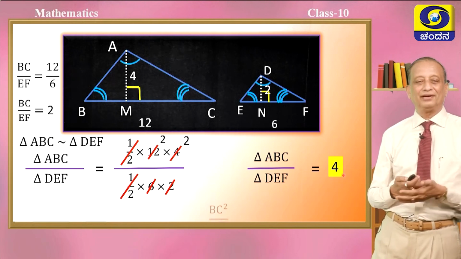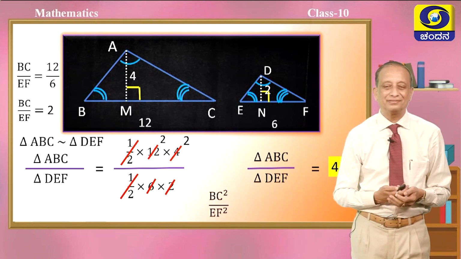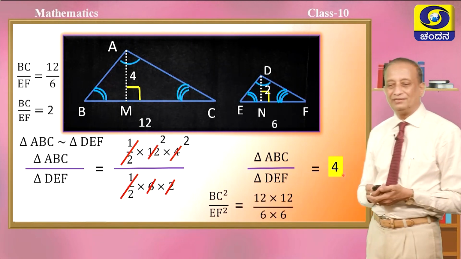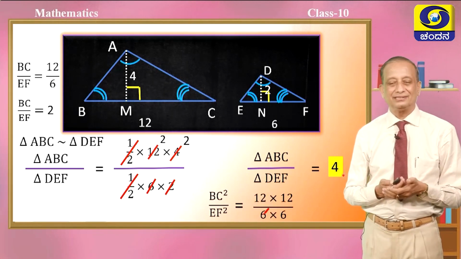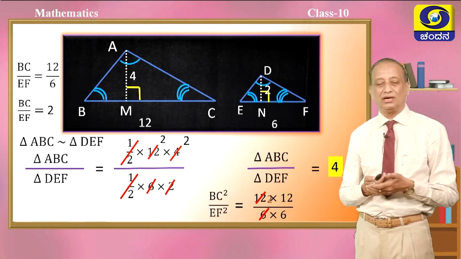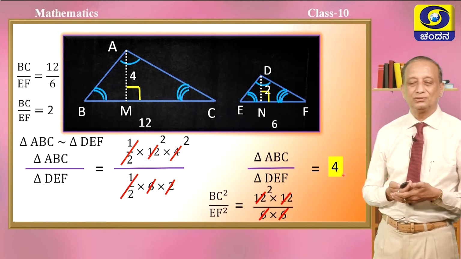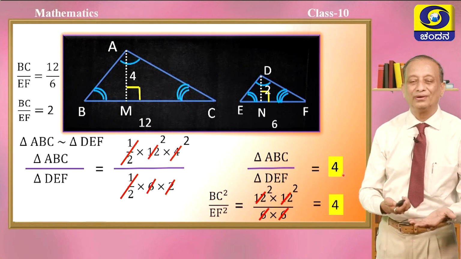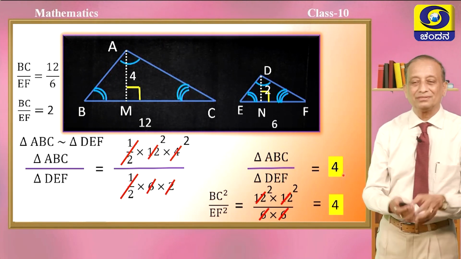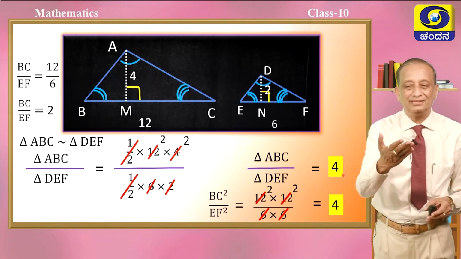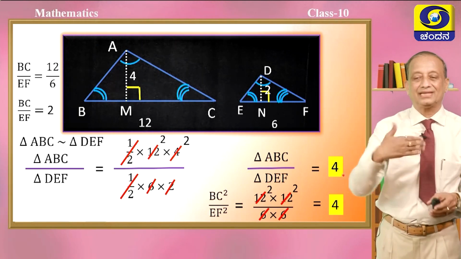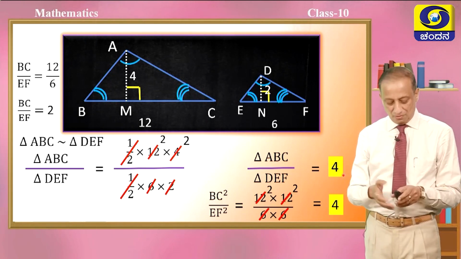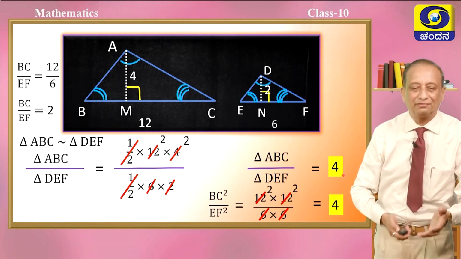Therefore, shall we find out what is BC square by EF square? BC square by EF square is nothing but 12 into 12 divided by 6 into 6, 6 ones are 6, twos are, again 6 ones are 6, twos are, so 2 twos are is equal to 4. So, areas of similar triangles, triangle ABC and triangle DEF is exactly equal to BC square by EF square. So, what is that? We can infer from this.